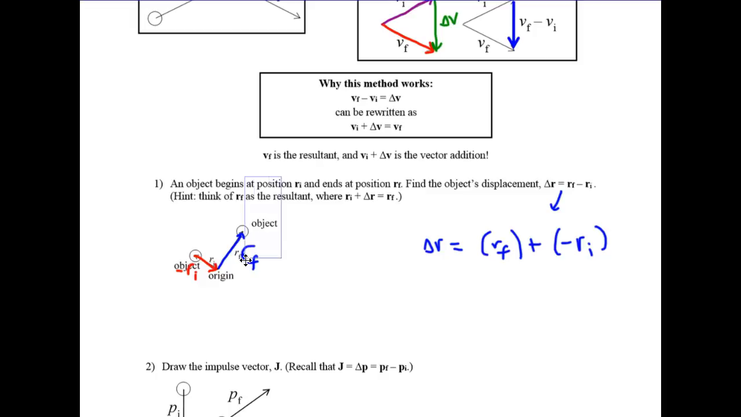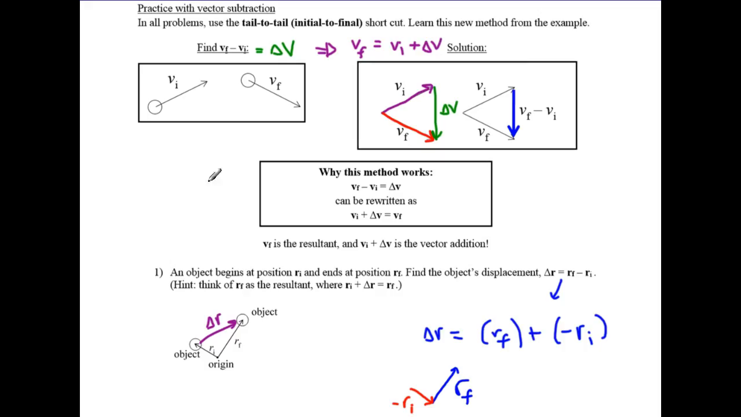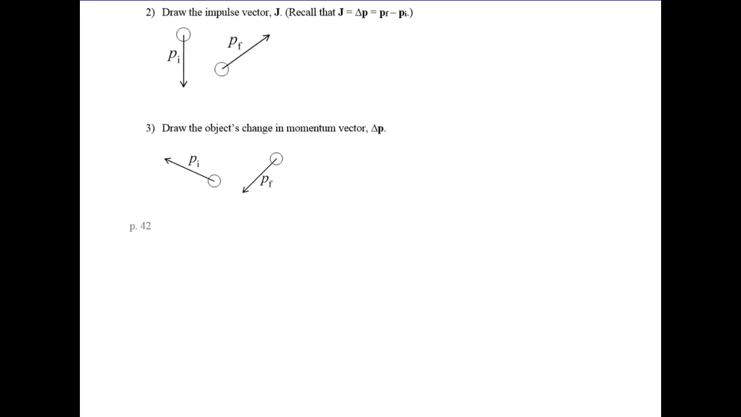And I have to connect those two tip to tail, because the equation here says connect r final and negative r initial tip to tail. So let me connect these tip to tail. R final, and then I connect r initial, or it doesn't matter what order you do it in. So the resultant, in this case, delta r, is like that. Voila. There's your resultant. And when I say resultant, I mean the resultant of r final and negative r initial. So now take a moment to do numbers 2 through 6.